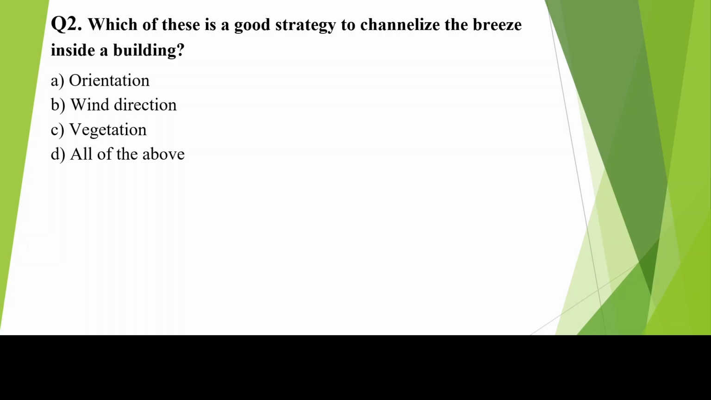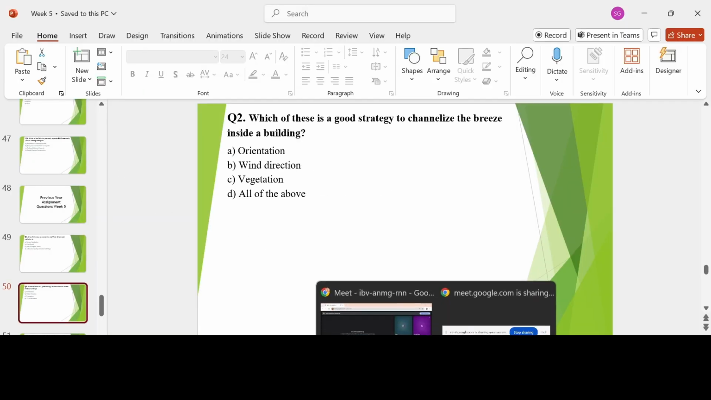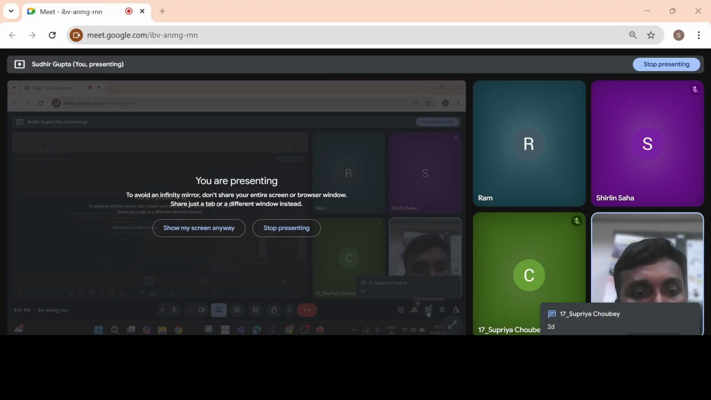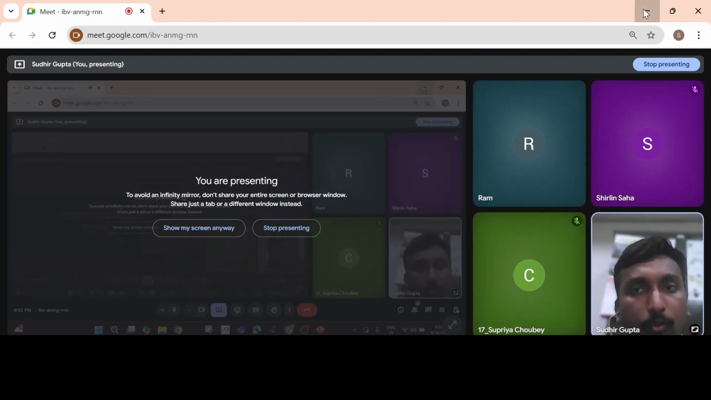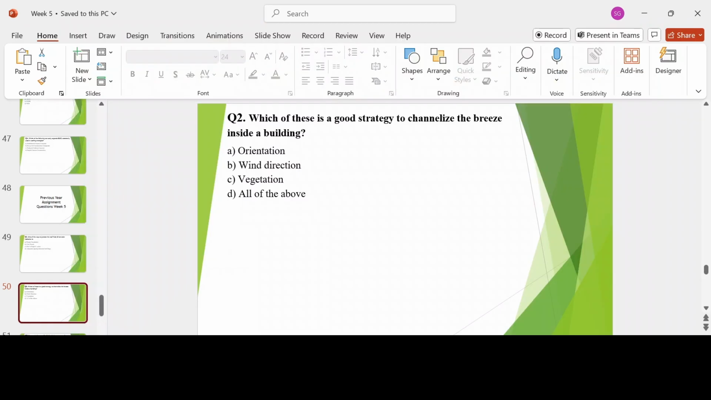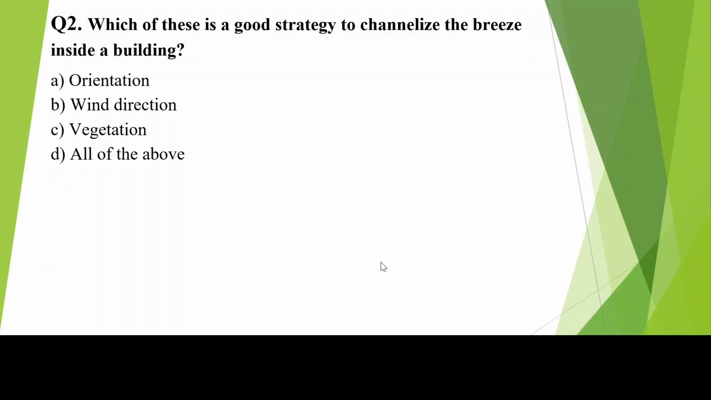So from the options also you can see orientation will be helping you for sure. Wind direction is also important, and vegetation. Vegetation is also important. So as you can see, D has been marked by most of you, Celine, Ram and Supriya. Okay. So option D is the correct answer for this question number two.